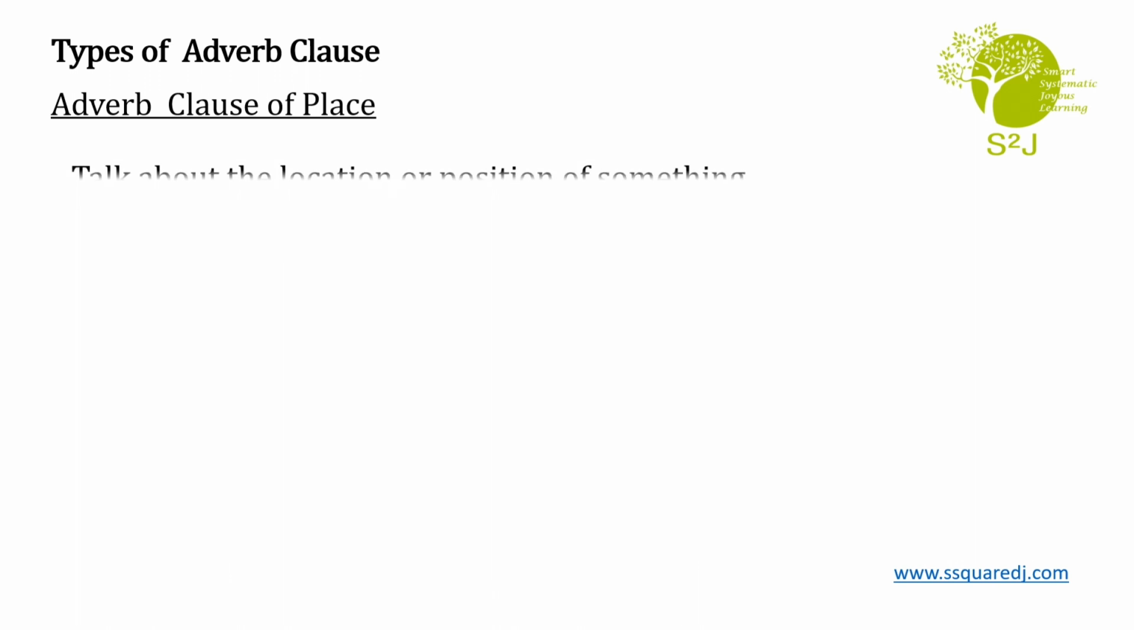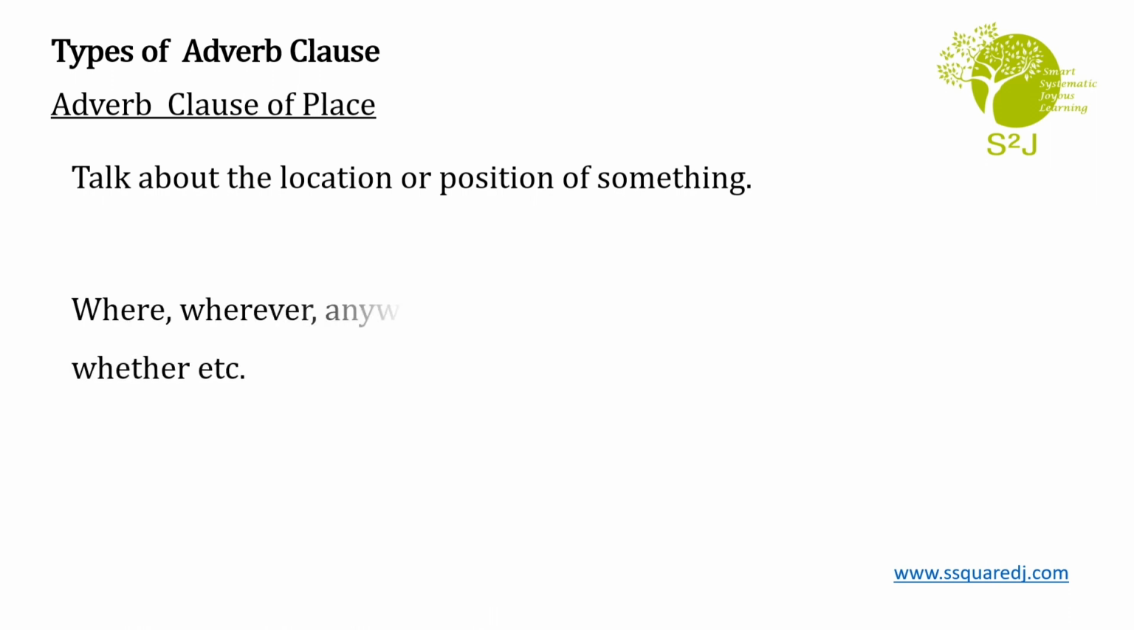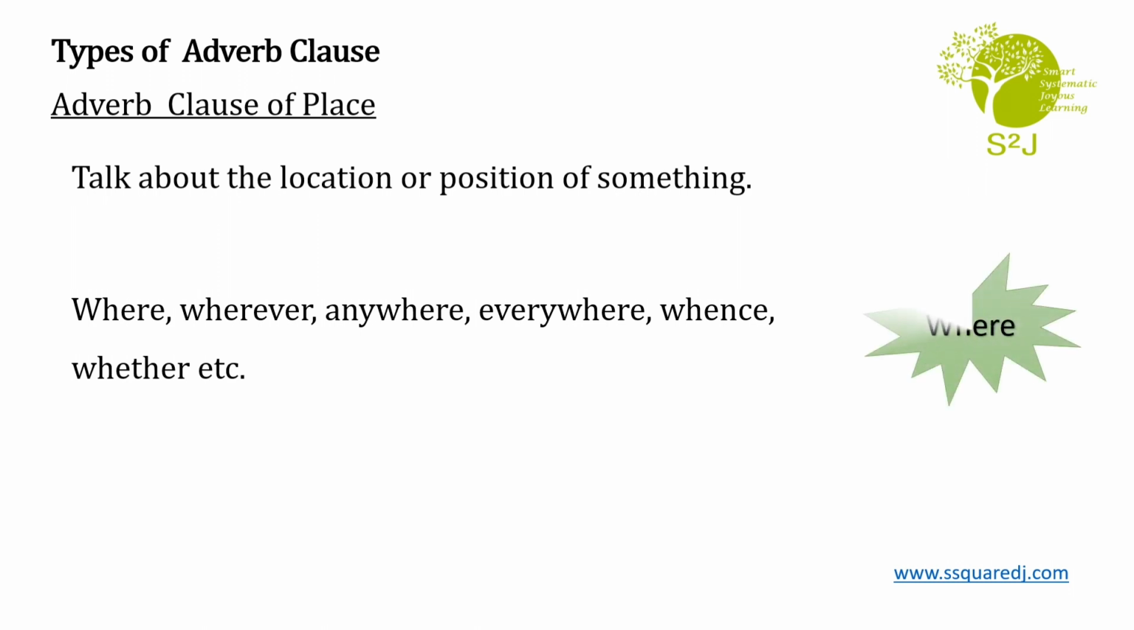Next type of adverb clause is of place. It gives us more information about the location or position of something. Here we ask the question where to your main clause. Let us study some examples to get this concept more clear.